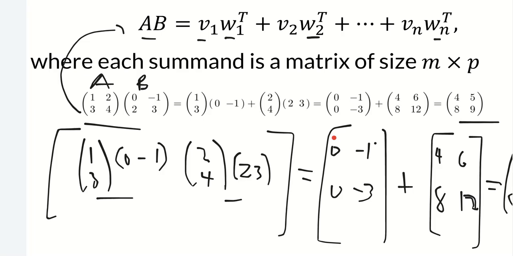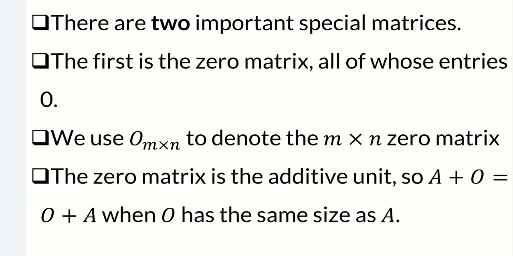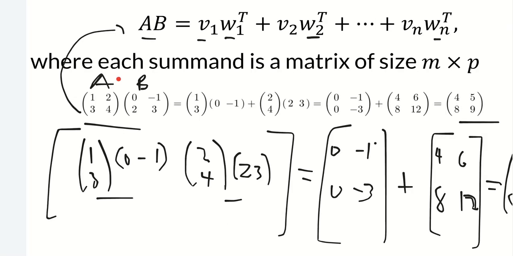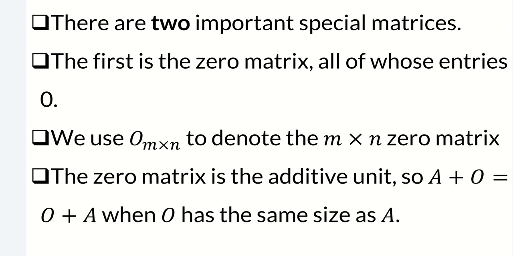Now, this is very, very crucial in neural networks, deep learning. What I've done over here is very, very crucial. So, there are two important special matrices. We'll come back to this one. Okay, but let's proceed. There are two important special matrices.